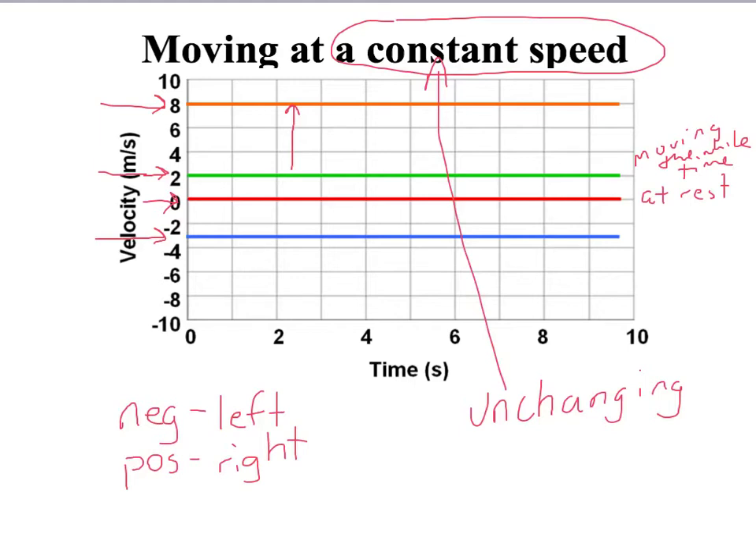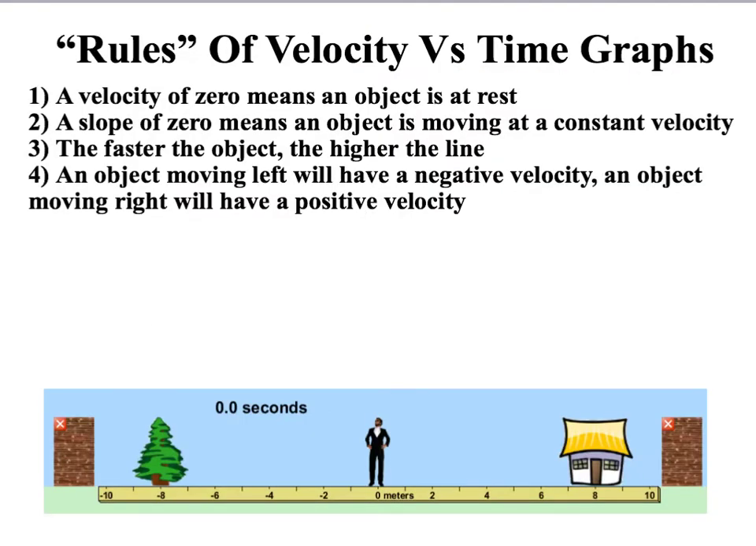Let's sort out all of the new rules that we learned on this slide. So, we learned that a slope of 0 or a flat line means that an object is moving at a constant velocity, or that it's not changing its velocity. We found that the faster the object, the higher the line, and we found that an object moving left will have a negative velocity, but an object moving right will have a positive velocity. You might want to pause the video and write these down, but I'm going to keep going.